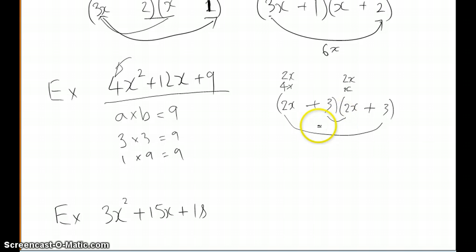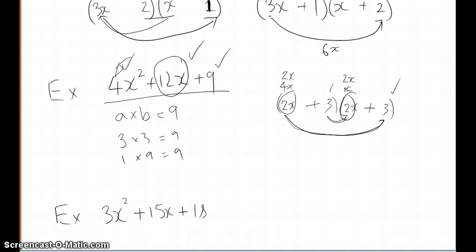Okay, you have to do those checks. 2 times 3 gives 6x, and 3 times 2x gives 6x. Add them together, and you do get 12x. Check the 3 times the 3, that gives 9, and 2x multiplied by 2x, that gives my 4x squared.